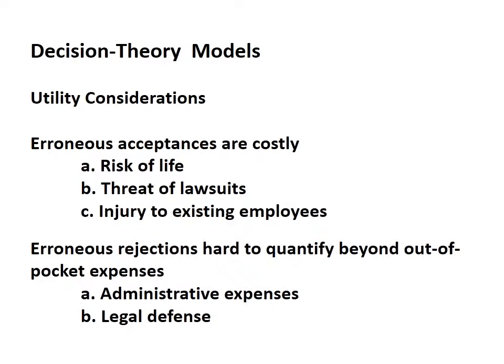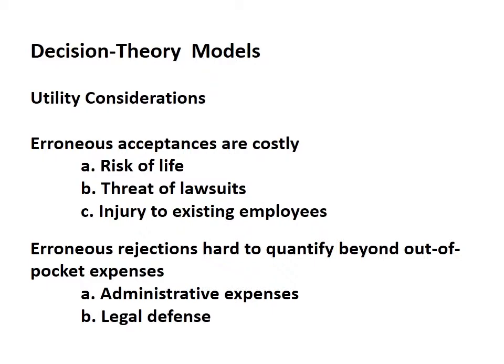In decision theory models, looking at utility, we need to look at the fact that erroneous acceptances are costly, so we have to ask what is the cost of a bad decision. A lot of times this helps us decide what the cutoff is. If the costs for a bad decision are fairly low, we can set a reasonable cutoff that gets us a majority of employees that can do the job well, but occasionally is going to miss. In other words, we can set our boundaries of how many people we want to let in based on how many are going to succeed.